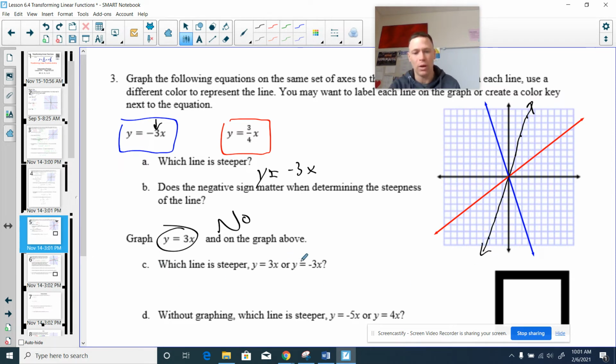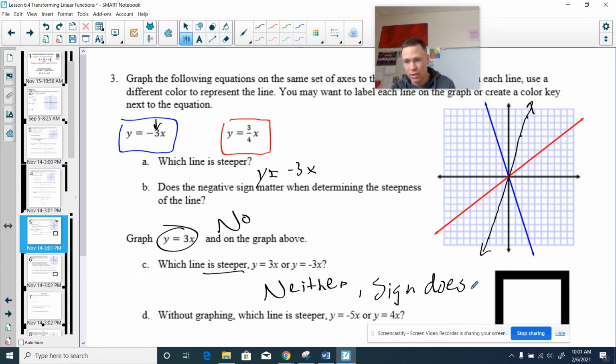And so we're asked the question here: which one is steeper, y equals 3x or y equals -3x? And the answer to that question is neither. They both have the same steepness because sign does not matter, okay? So I'm going to write that. Sign does not matter. Kind of out of space here.